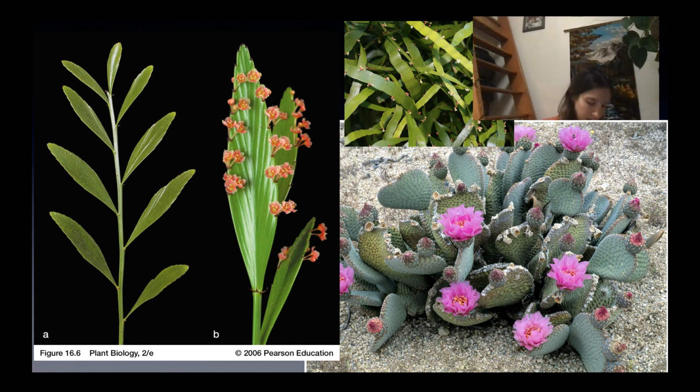We know that because some of them are bearing flowers. The only thing that would be bearing flowers is a stem, because stems are the things that have leaves and axillary buds and nodes. Okay.